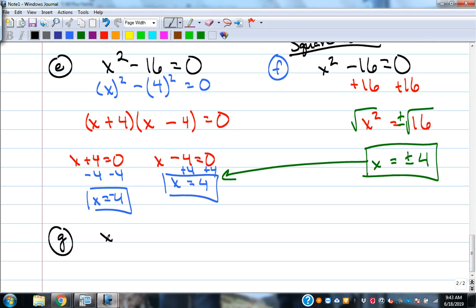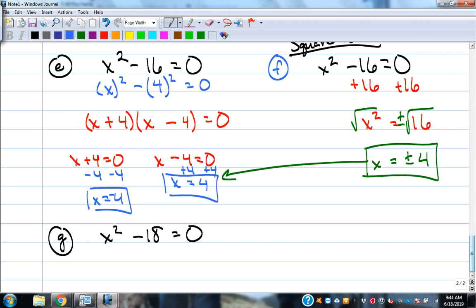like this example, x squared minus 18 is equal to 0. That one looks very similar to examples E and F. It looks like it might be a difference of squares. The reason it's not is because 18 is not a square number. Okay, so that's how you can't rewrite 18 as 3 squared or 4 squared or 6 squared or anything like that. It's not a square number. So to solve this one, the best way to solve that is by square roots.